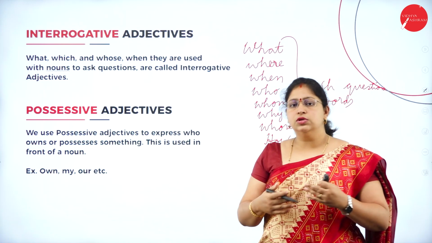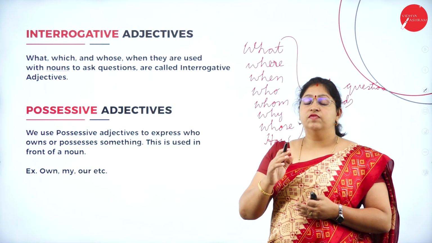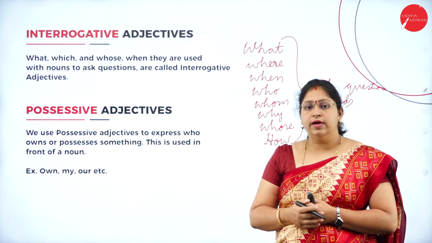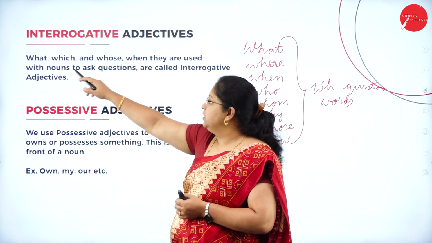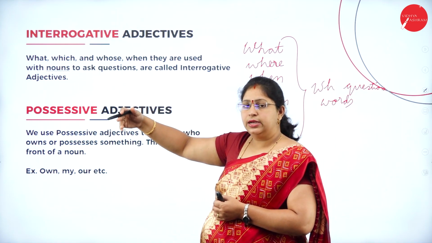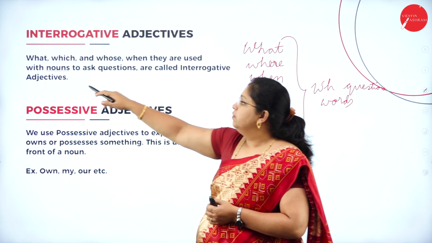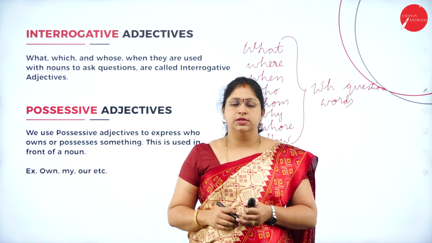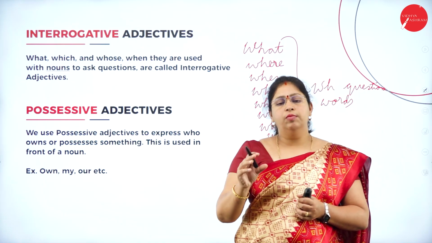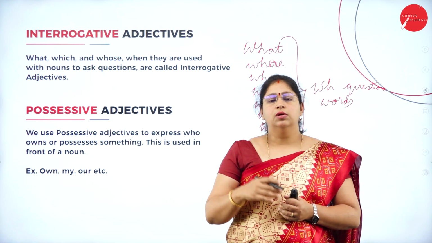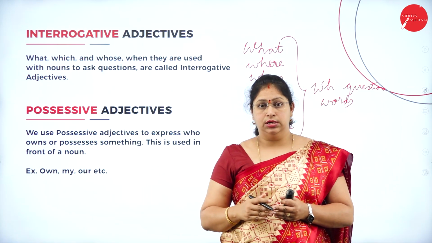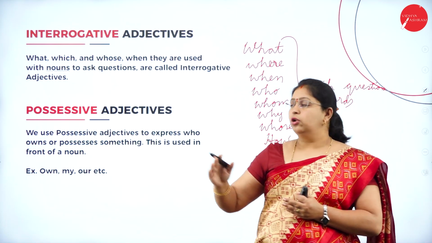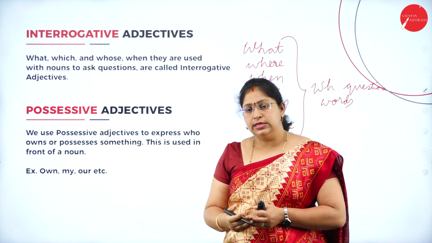So when we use these in sentences to modify a noun, then these words are called interrogative adjectives. See, what, which, and whose. These kinds of words, when they are used with nouns to ask questions, are called interrogative adjectives. Who is this boy? Here who becomes an adjective. So the one who is wearing a red shirt. Here who becomes an adjective. So this is how the interrogative adjectives are identified in the sentence.